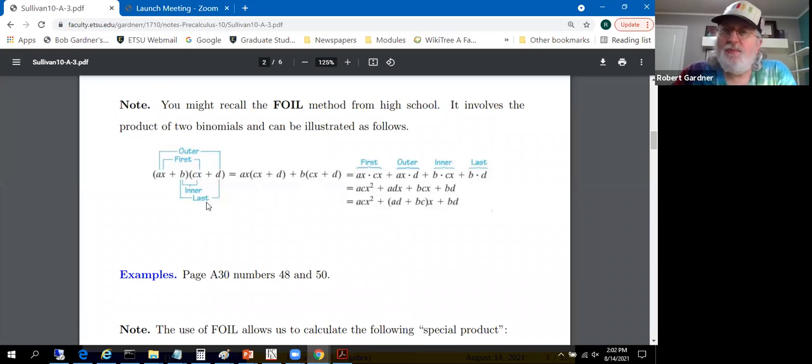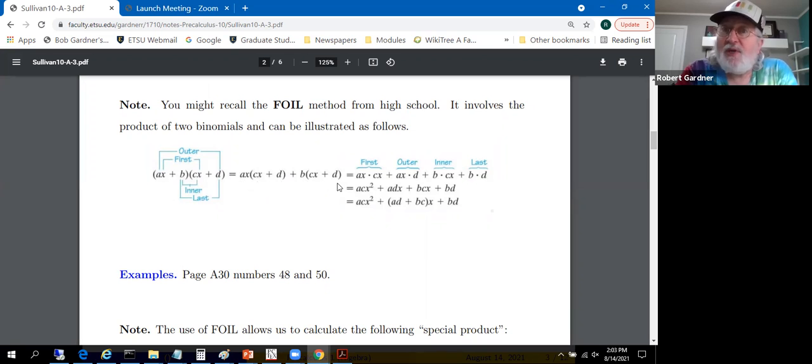And it's really just distribution. So if we have ax plus b times cx plus d, so both of these are binomials, multiplying together 2 binomials, special case, they're both first degree polynomials. It's a product of 2 first degree polynomials. One way to deal with it is to distribute this product over this addition. So we would have ax times cx plus d, plus b times cx plus d. So that's an application of distribution.